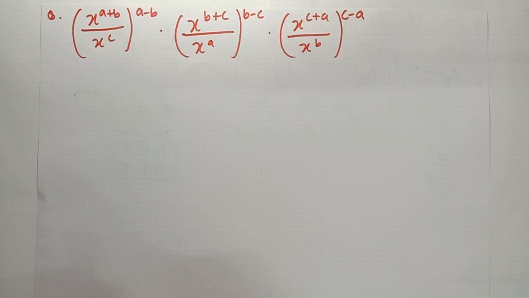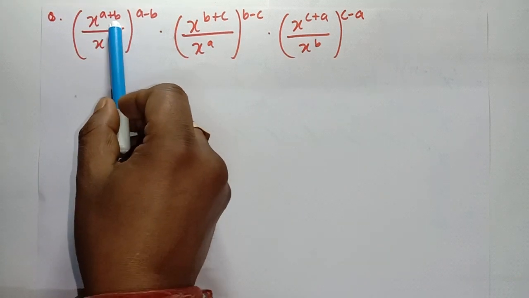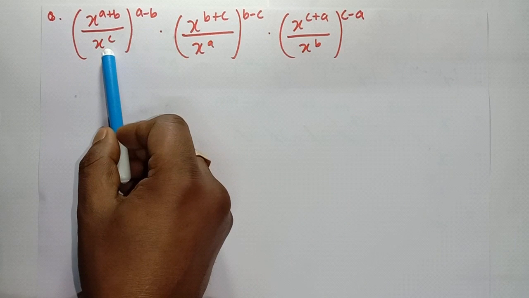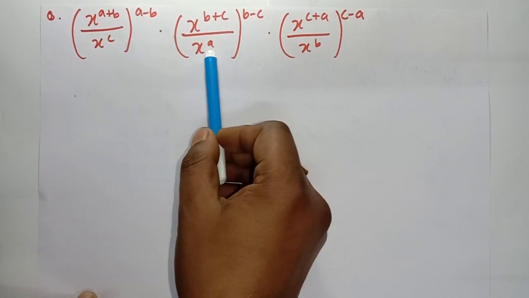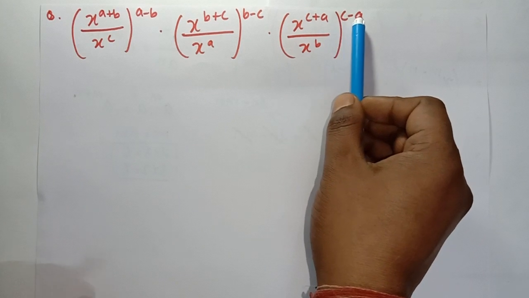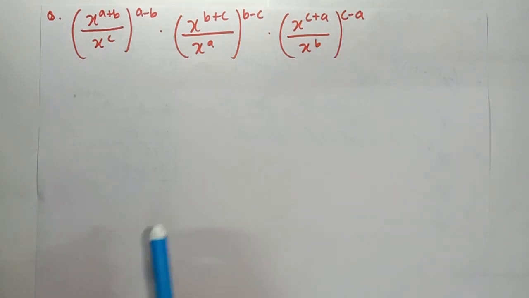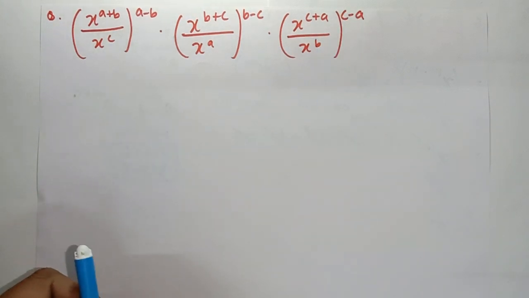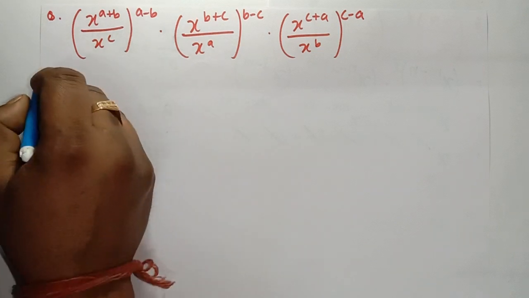So here we have another question. You can see (x to the power a plus b) to the power a minus b, (x to the power b plus c) to the power b minus c, (x to the power c plus a) to the power c minus a. So this is your simplification, simplify. You can see the question is so complicated. Now we have to make it simple. So I'll show you another very easy way.